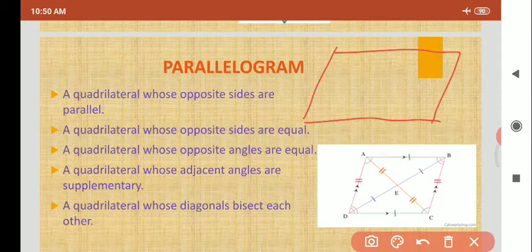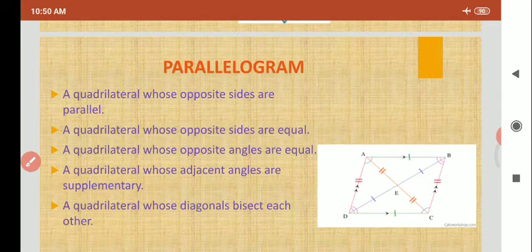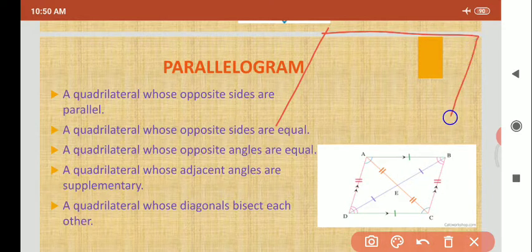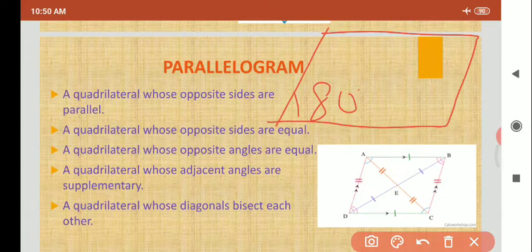Why are opposite angles equal? Suppose it is 80 degrees. If it is 80 degrees, then this one is 100. Why? One second. Again, we are making a parallelogram. Suppose it is 80 degrees, and we know that if two lines are parallel, which we already did in chapter number 6, and there is a transversal line, the sum of interior angles on the same side is always 180. So it is 100.